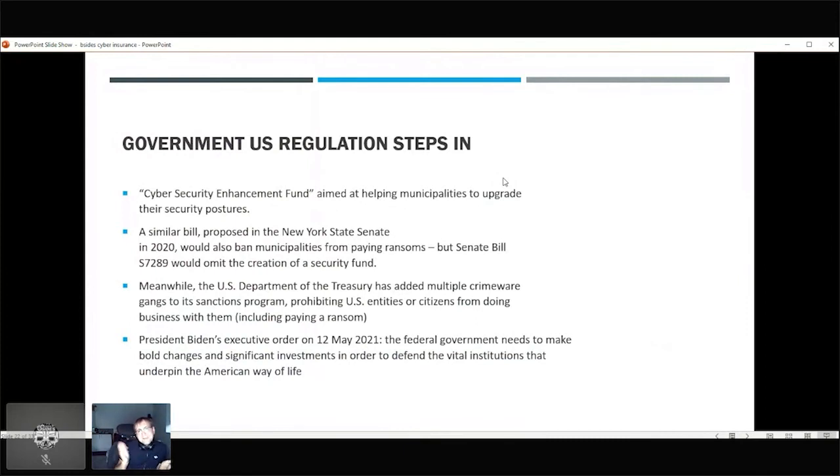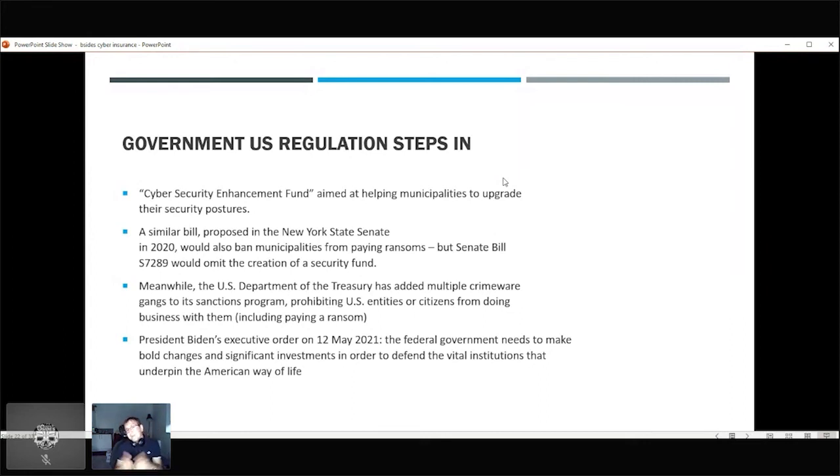The US Treasury officially added these crimeware gangs to sanction programs, not allowing entities or citizens to do business with them, including paying a ransom. And recently, President Biden made a statement on 12 May saying we should do our best to defend our infrastructure. It wasn't anything specific, but there seems to be a willingness from the government to do that, which is a good thing.